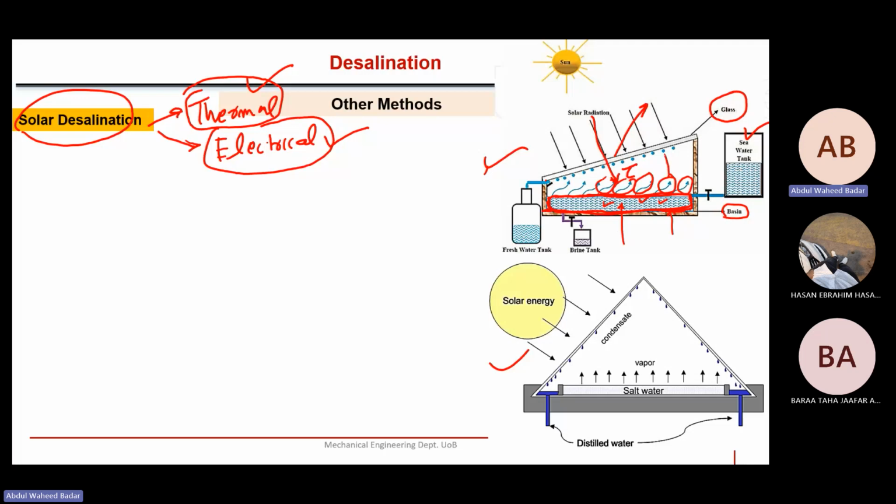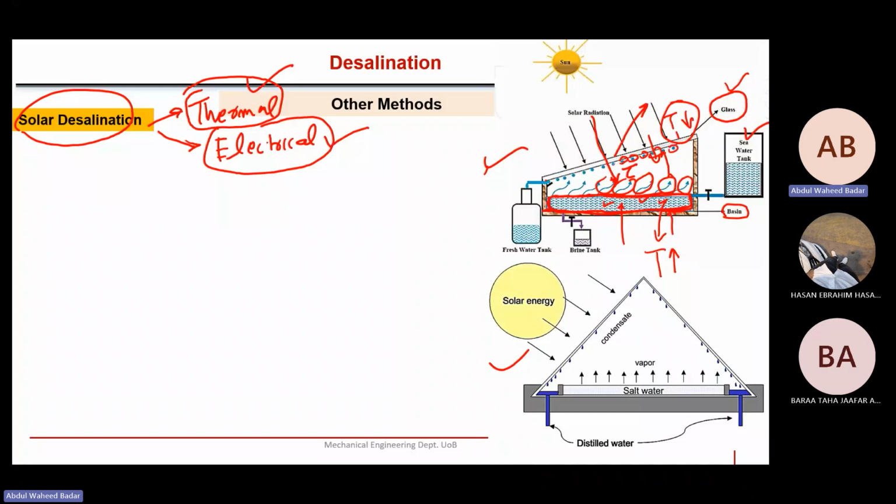As it evaporates, it comes in contact with this cold glass. Glass is cold because it is not absorbing solar radiation; it is only allowing the solar radiation to pass through. So its temperature will be lower than the temperature in the basin where we have that seawater. When this evaporated water comes in contact with this cold glass, it will condense here. These are the condensed particles shown.